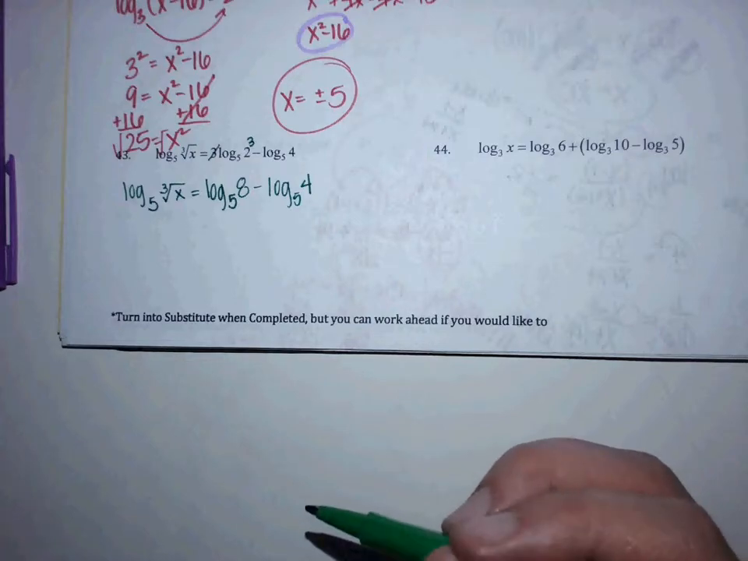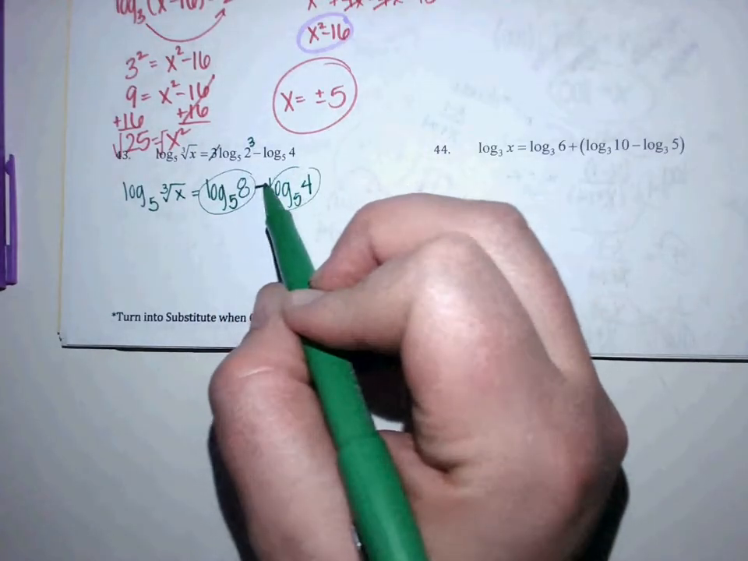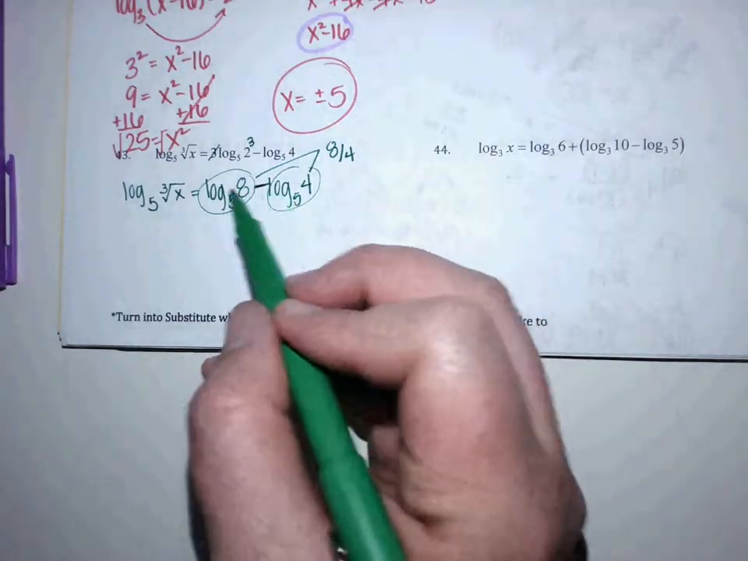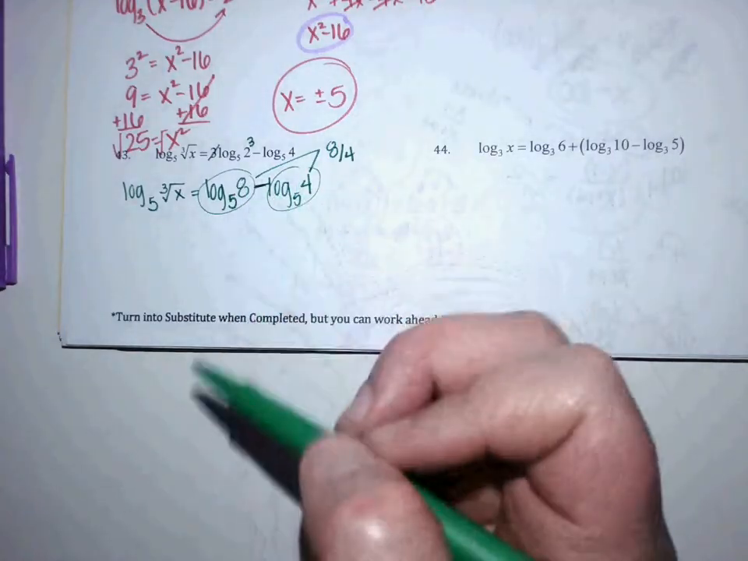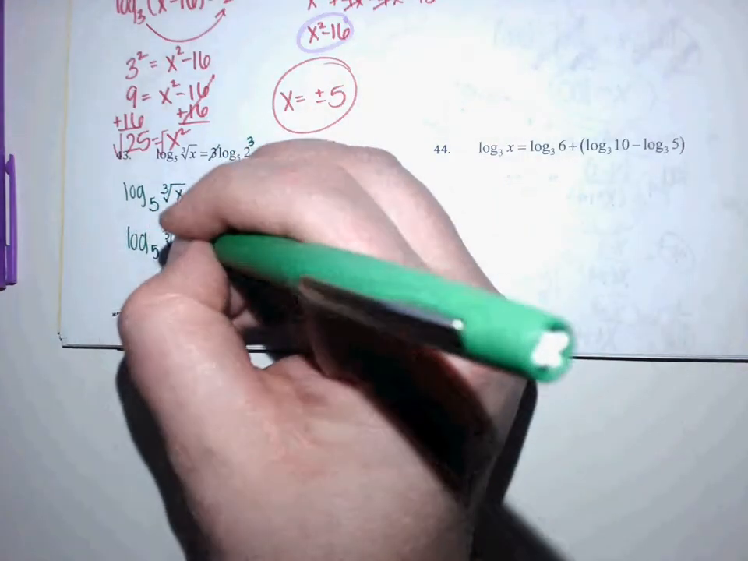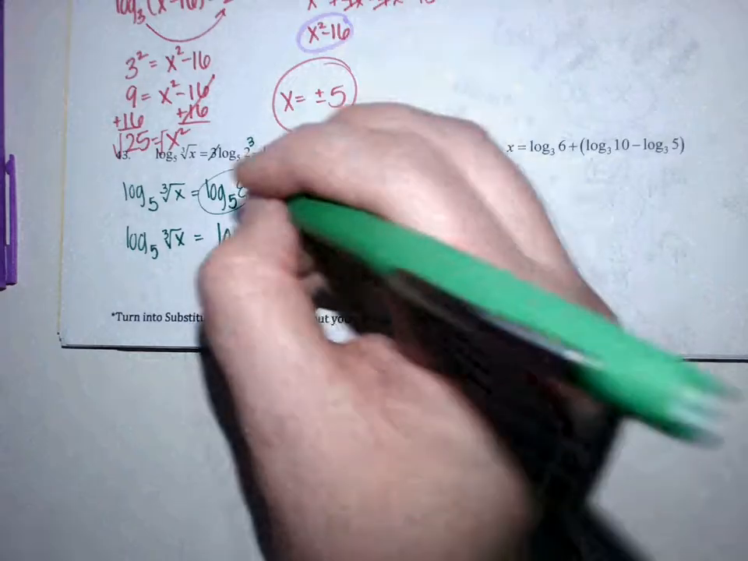Okay, then from there, I still can't loop or do anything because I have 2 separate logs, but if they're subtracted, then I can do 8 divided by 4. Because remember, whenever you have logs that are minus, you can divide their arguments. So 8 divided by 4 gives me log 5 cubic root x equals log 5 of 8 divided by 4 is 2.